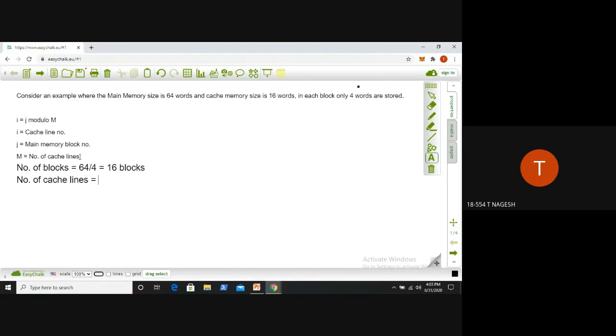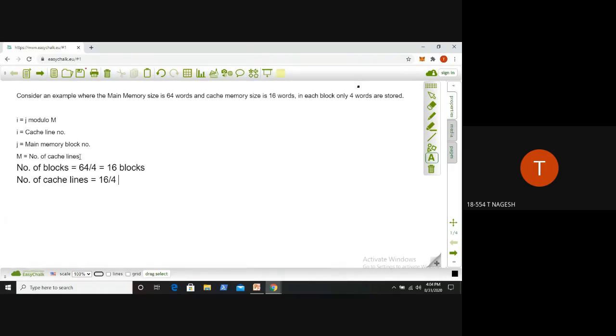So even cache memory size is given as 16 words. So all those 16 words are divided between the cache lines. That means in each line, 4 words will be there. So one thing you need to remember is how many number of words will reside in each block. The same number of words will also reside in a cache line.